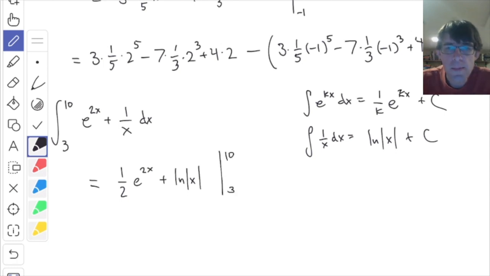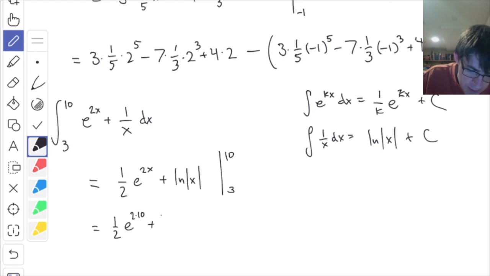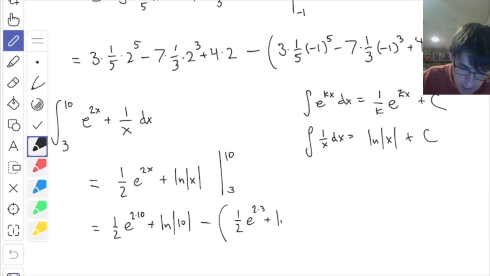10 and 3, right? These are the values that I need to plug in. And let's plug them in. I go through the whole thing, put 10 in for x everywhere. So it's 1/2 e to the 2 times 10 plus natural log absolute value 10. And then I go minus. I'll go through the whole thing, plug in 3 everywhere. 1/2 e to the 2 times 3 plus natural log absolute value 3.